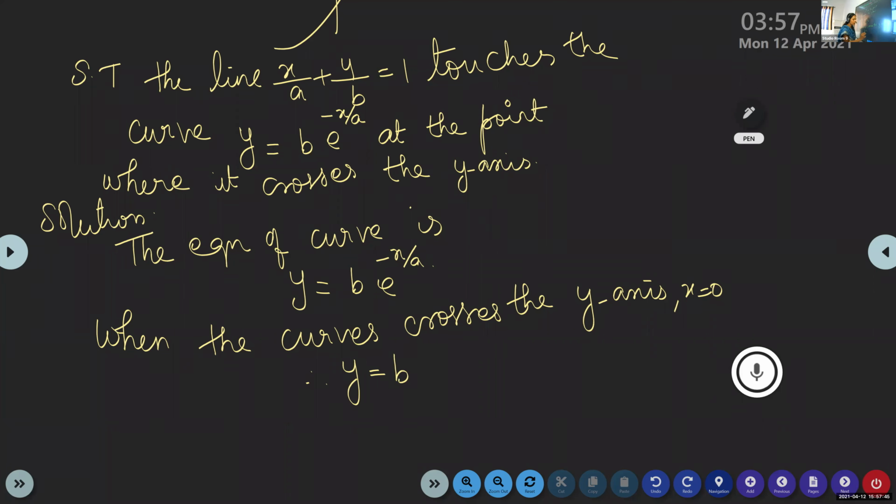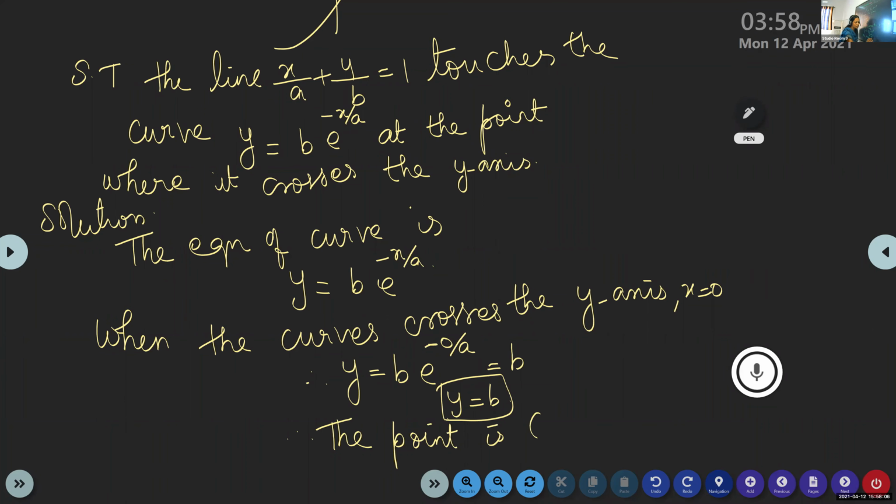b into e raised to minus 0 by a. What is it? b, because anything raised to 0 is 1. Therefore, y is equal to b. Therefore, the point is 0, comma b. This is the point. Is it clear?